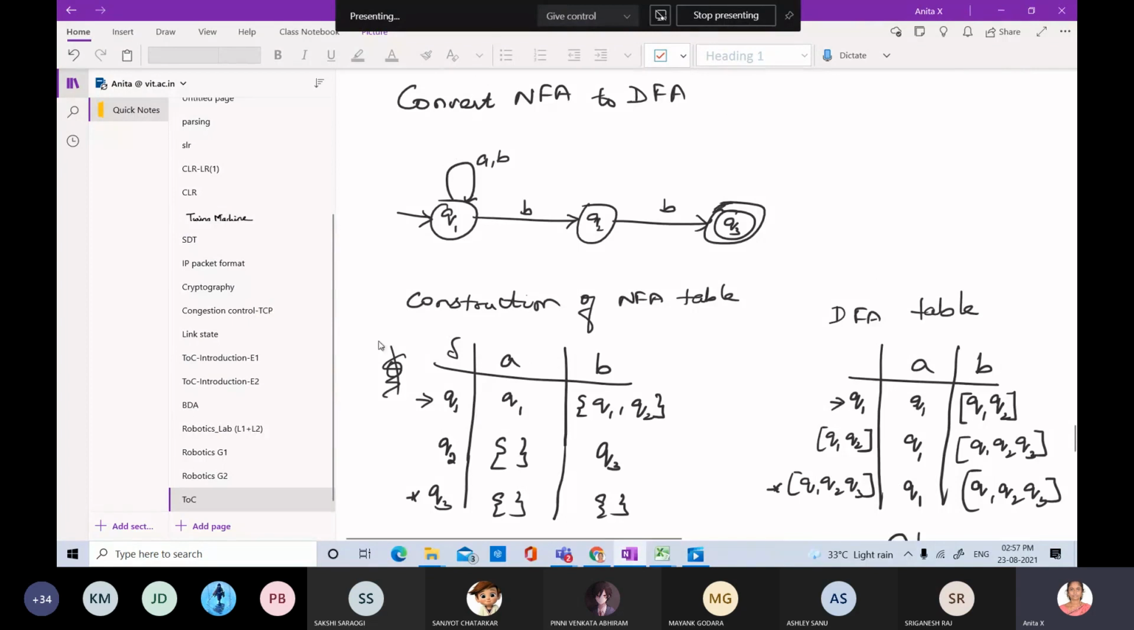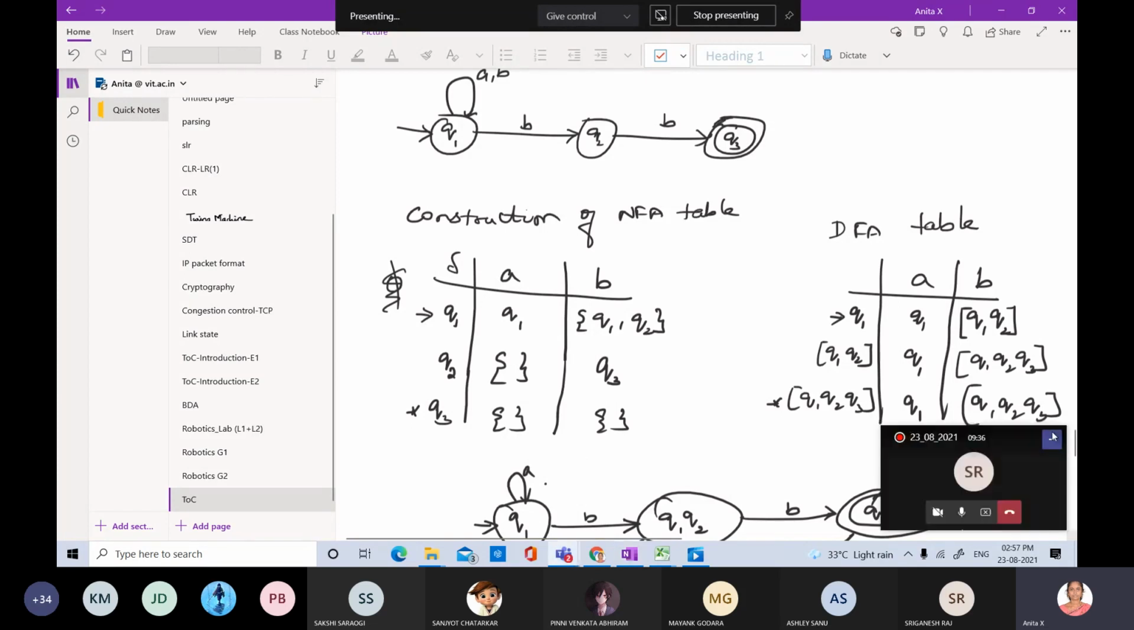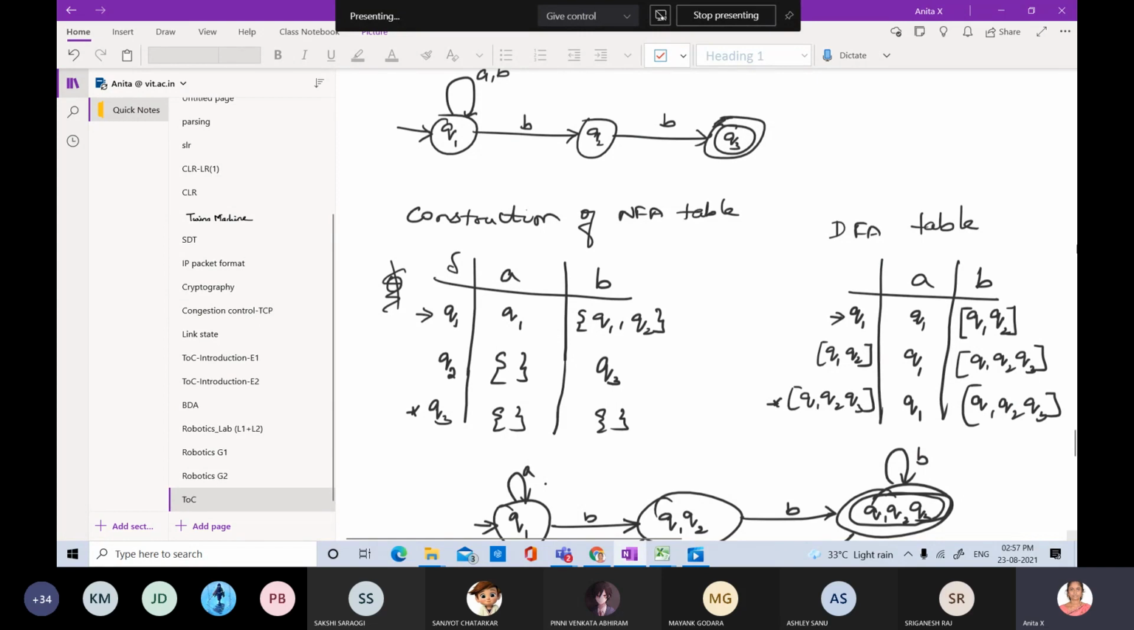For this NFA, we construct the transition table, right? From state Q1, on input symbol A, I'm having a transition to Q1. For input symbol B, I'm having a transition to Q1 and Q2. Like that, we have constructed this transition table. From this transition table, we are supposed to construct this DFA. How to proceed with constructing the DFA?